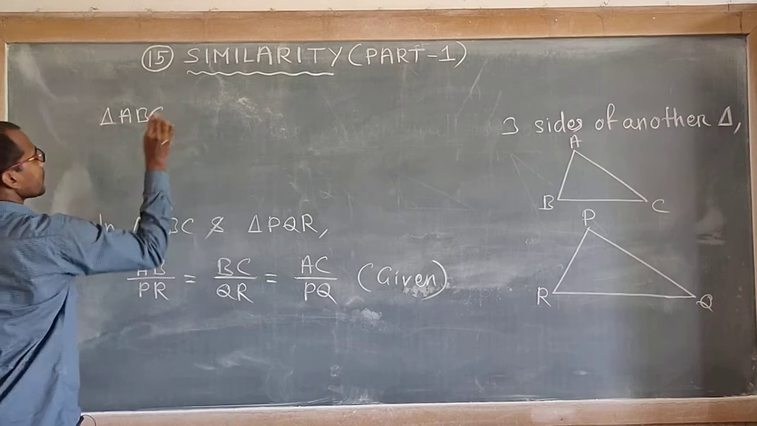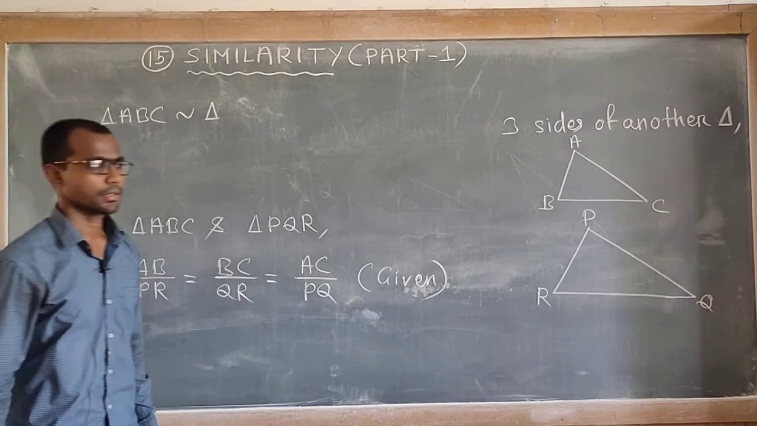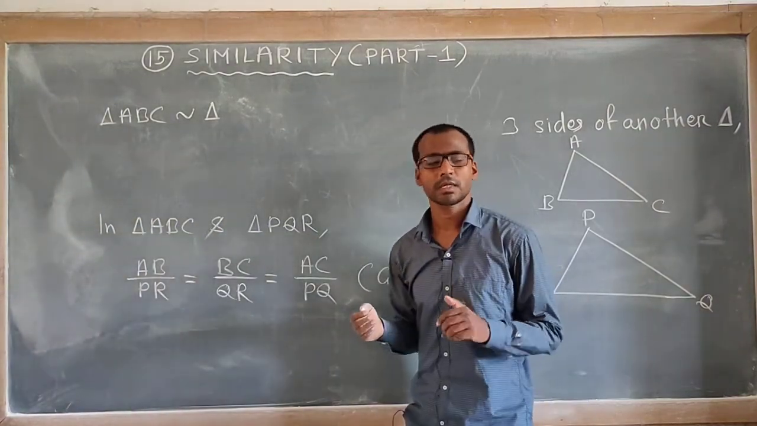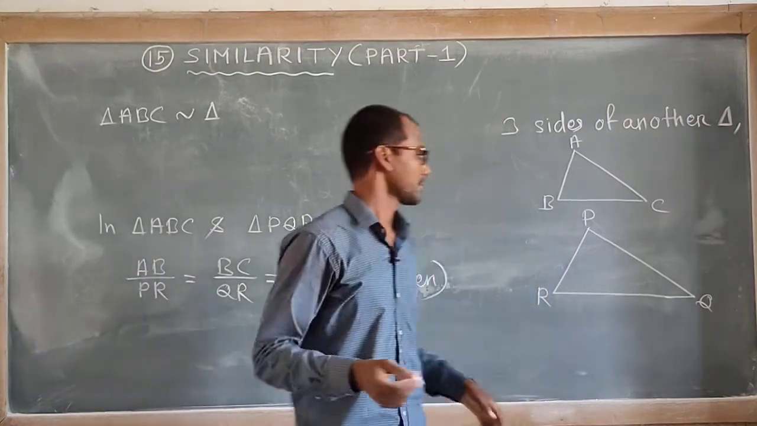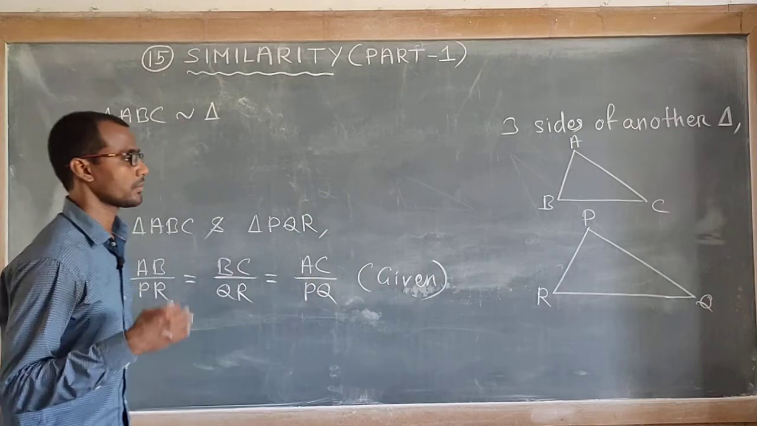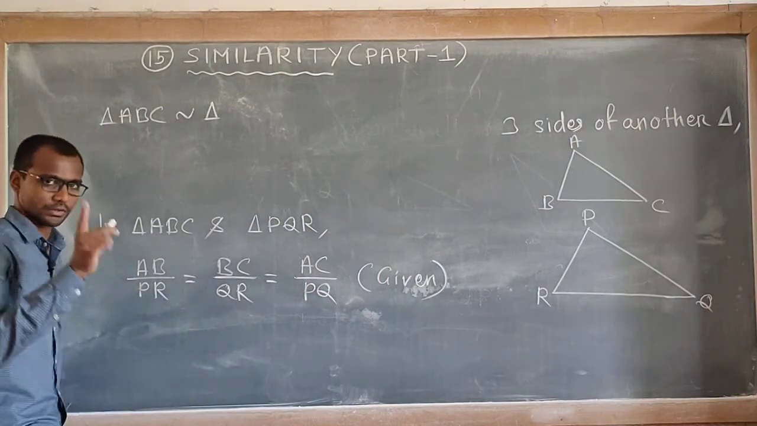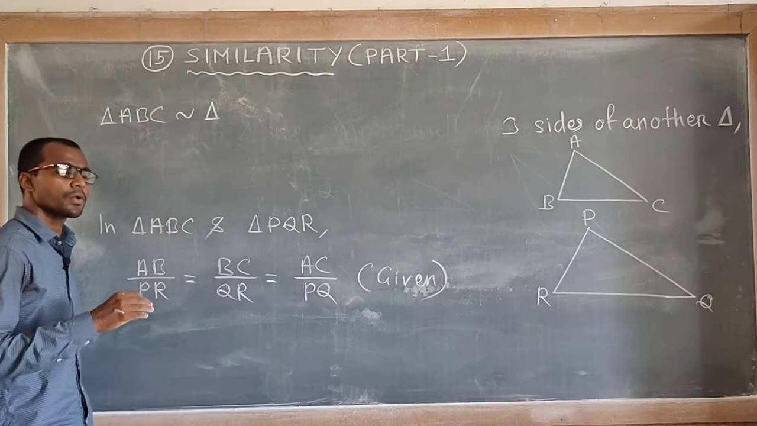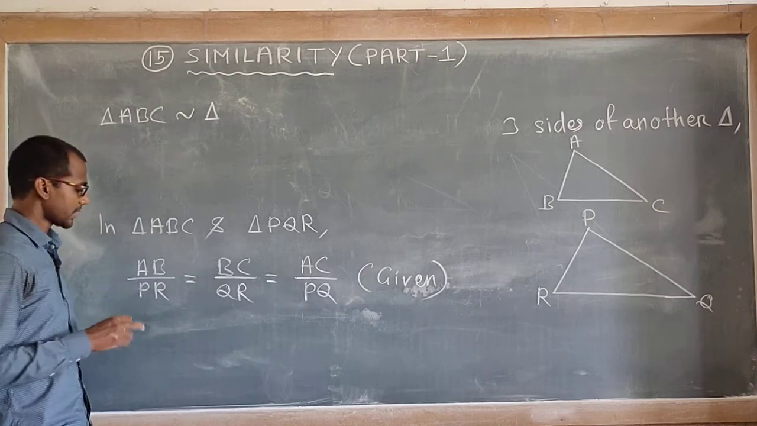Triangle ABC similar to. Now you do not have angles. When angles are given, it is very easy to find the order. But when sides are given, it is not difficult, but it takes a little more time. So here there are no angles, so we are bound to target sides. So look at the corresponding sides. The first corresponding sides are AB and PR. So the opposite vertices will be corresponding vertices.